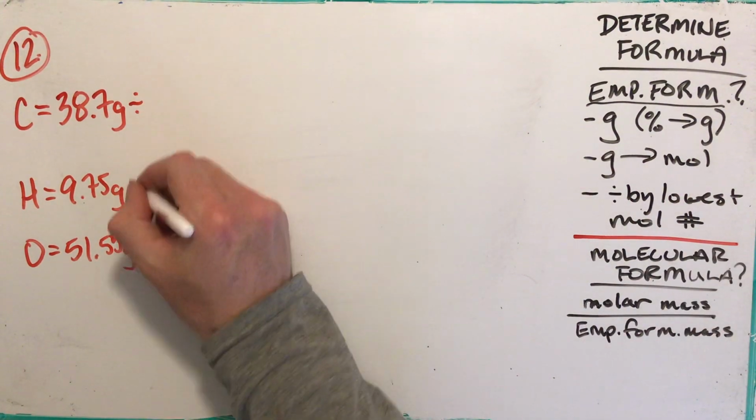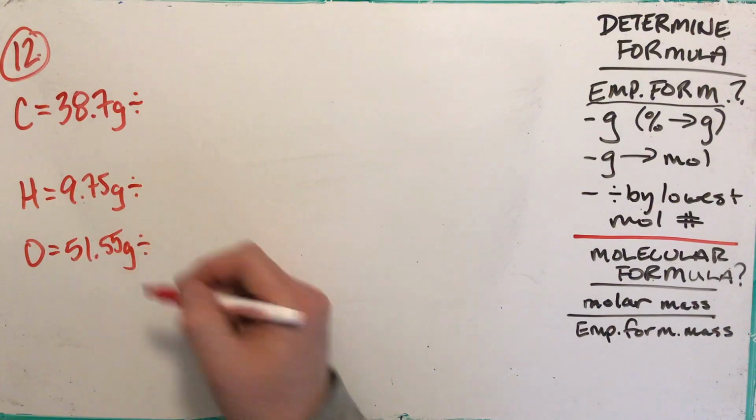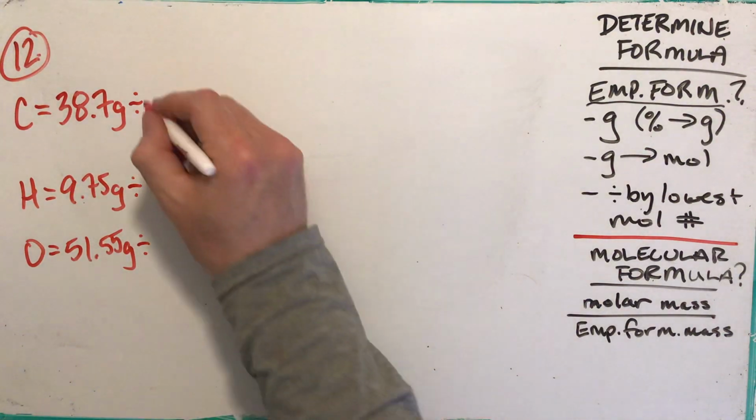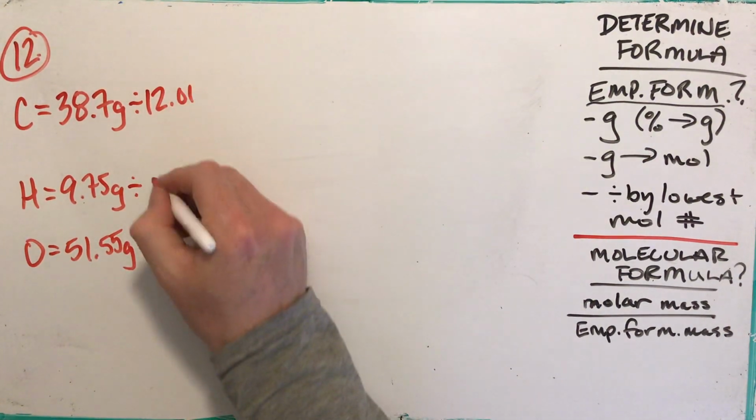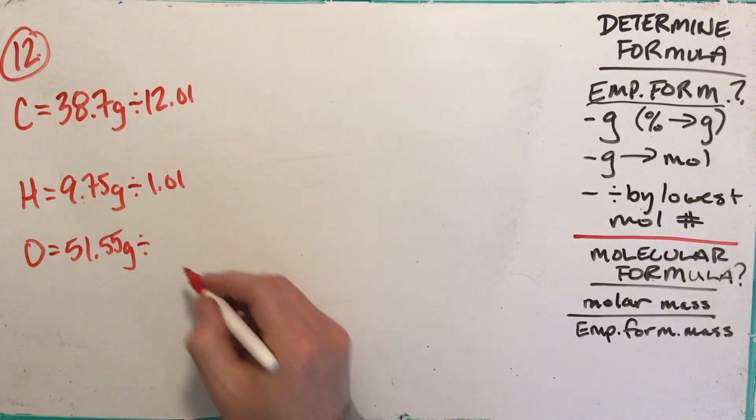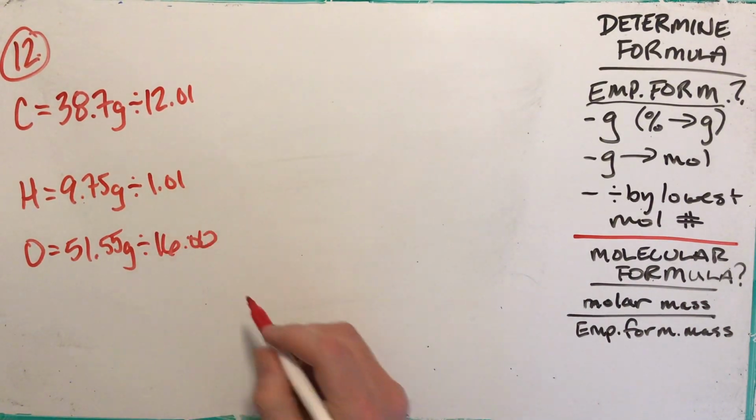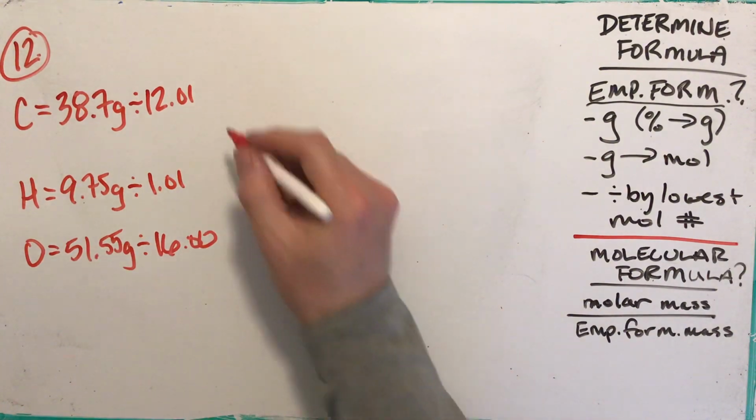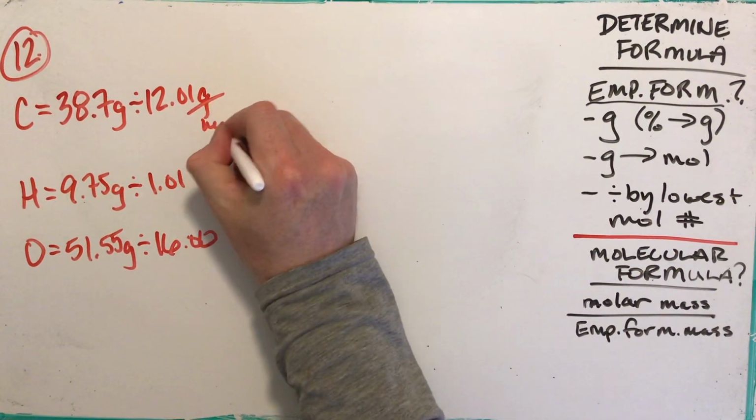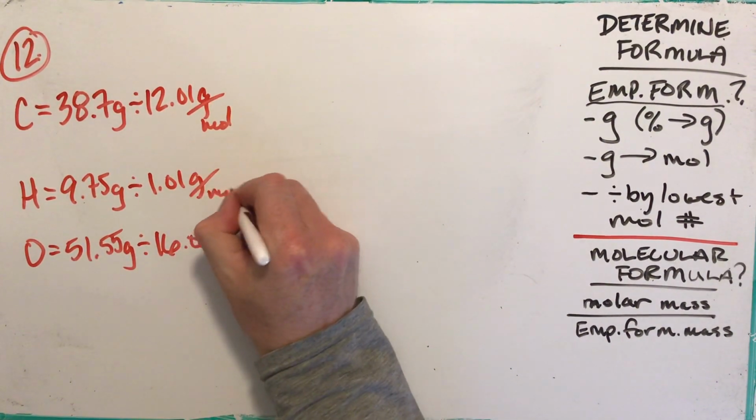Step 2, grams to moles. So I'm going to divide by the molar mass of each element. These are the masses on the periodic table. So 12.01 for carbon, 1.01 for hydrogen, 16 for oxygen. You're probably starting to remember some of these by now. And it's grams per mole because it's a molar mass.